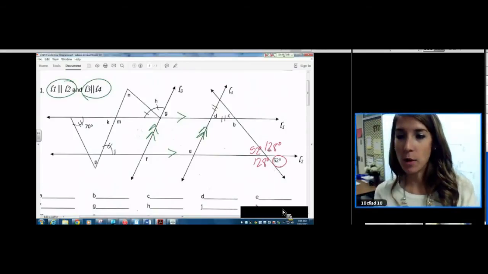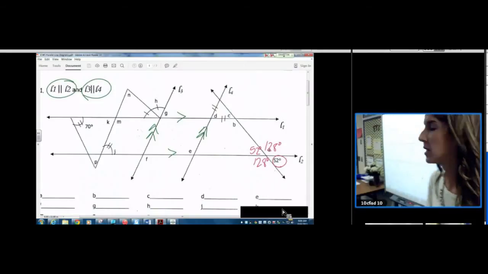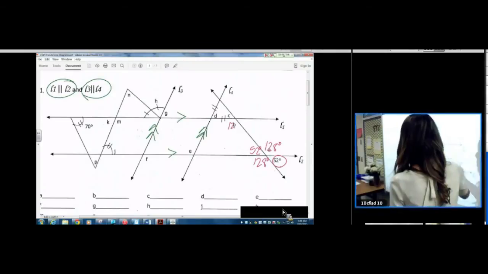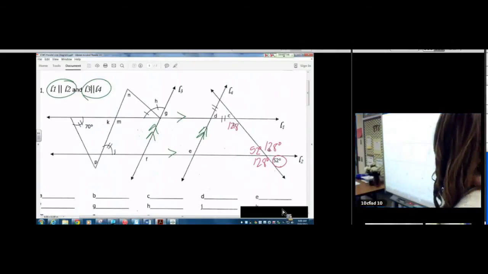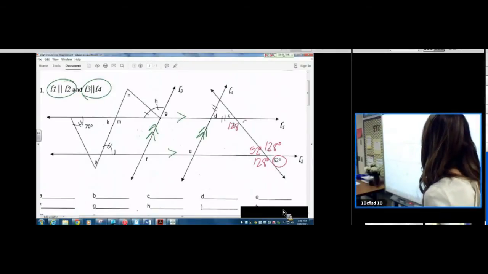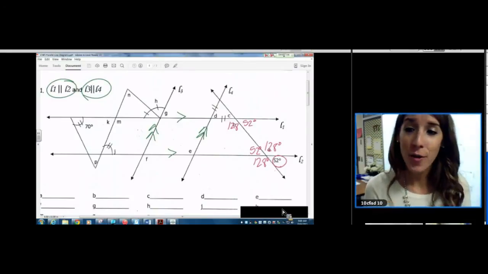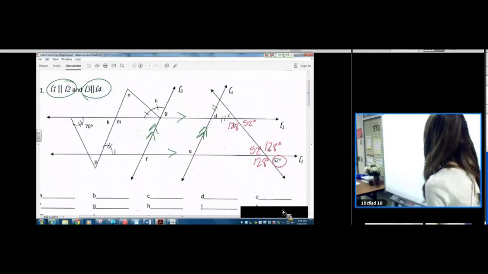Now I see some alternate interior angles, so I'm going to start to use that. 128, go to the alternate side here, 128. 52, alternate interior angles, 52. Now I have vertical angles, look at that. C is 52 right here.